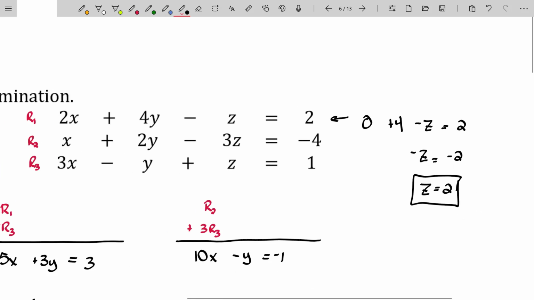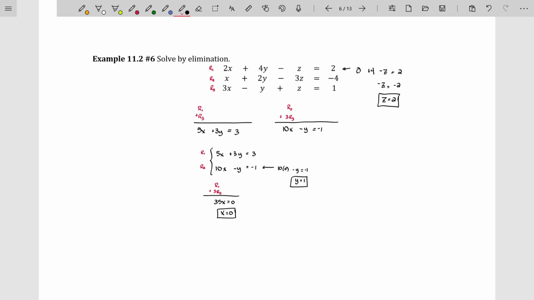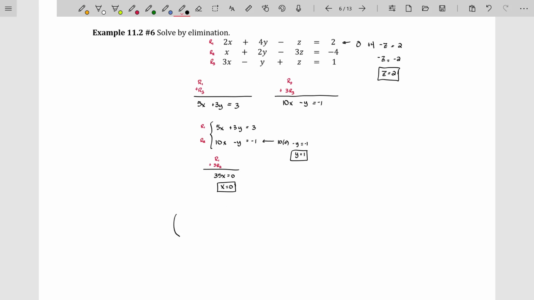Remember to write your answer as an ordered triple here. So it'll be 0, 1, 2. Looks like a system that I probably created during lecture.